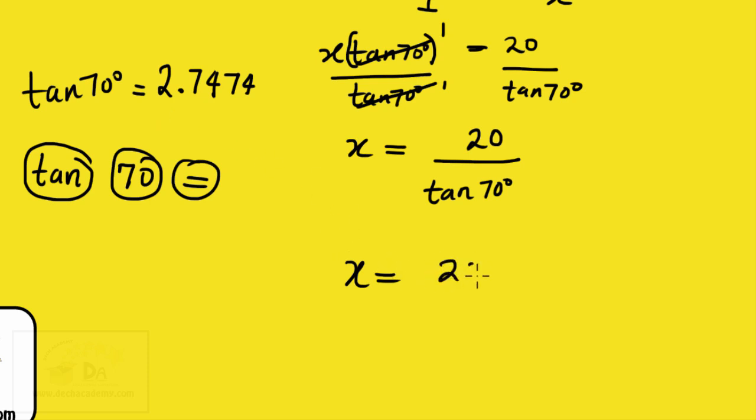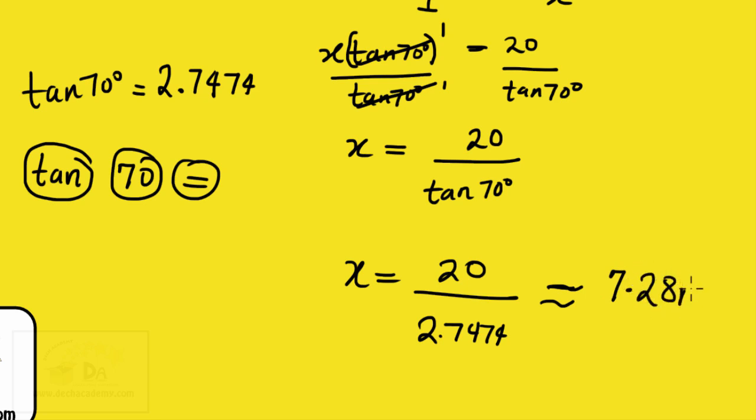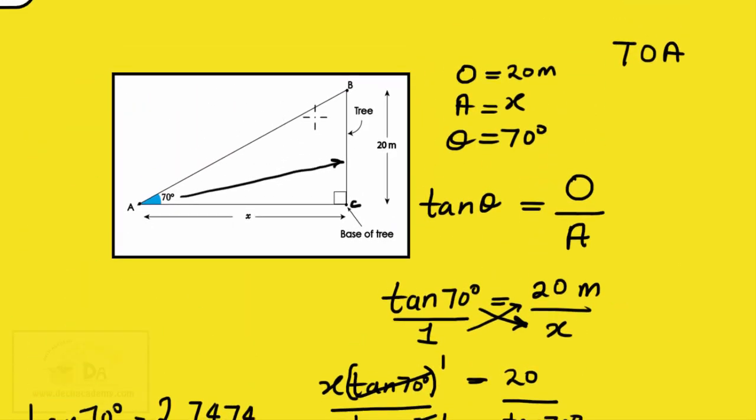And doing that gives x is equal to 20 divided by 2.7474, which you can work out on your calculator to be approximately equal to 7.28 meters. So x, the distance we're looking for, is 7.28 meters. And that's the solution to the problem.